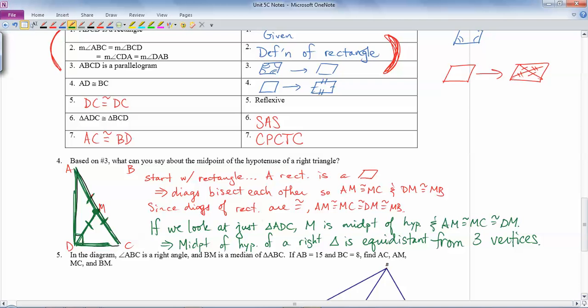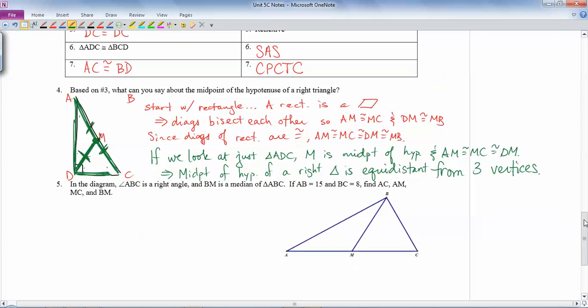Okay, so this is a useful trick if you're dealing with a right triangle and that midpoint of the hypotenuse. Most people have no trouble remembering that if M's the midpoint of the hypotenuse, then these guys are equal. But if it's a right triangle, you can also assume this, and then that creates some isosceles triangles for you to work with.